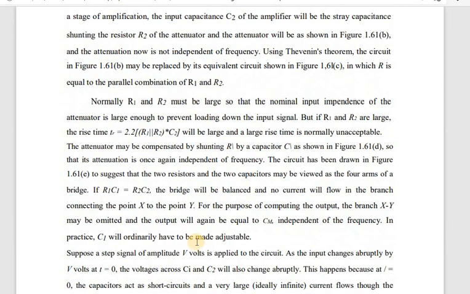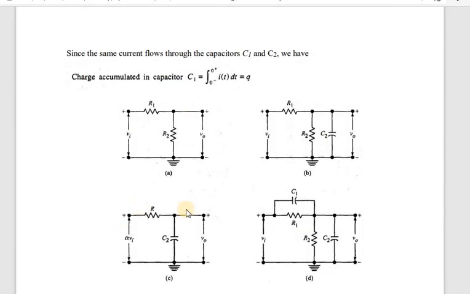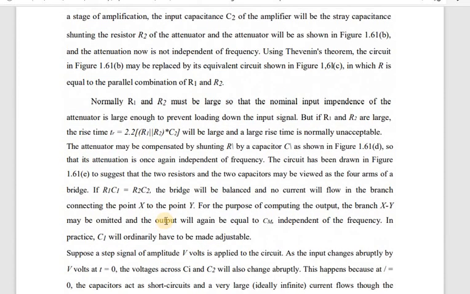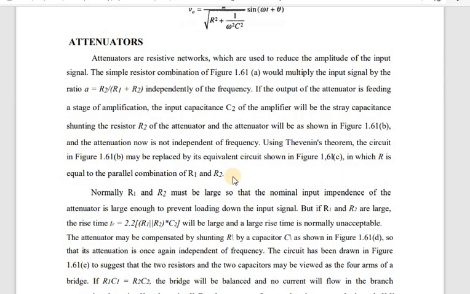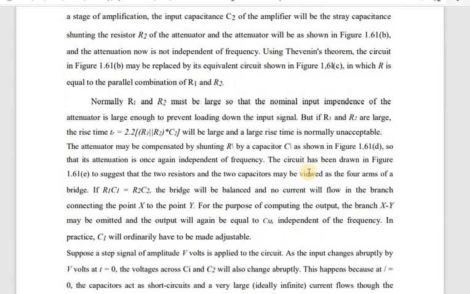I hope you are clear now with this one, in which R is equivalent to the parallel combination of R1 and R2. Here this R is the parallel combination of R1 and R2. What is the parallel combination of R1 and R2? If two resistors are kept in parallel, what is the formula? R1 R2 divided by R1 plus R2. So that overall one equivalent resistor can be replaced over here. That's the reason we are saying that by using Thevenin's theorem, we are replacing this equivalent circuit, which is already shown in part 3.